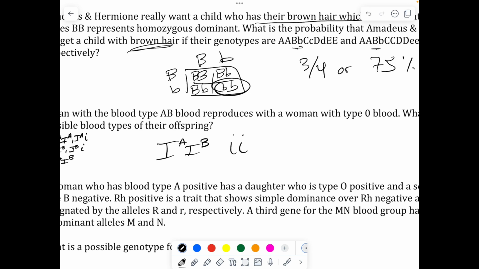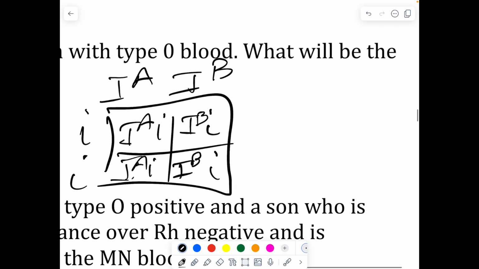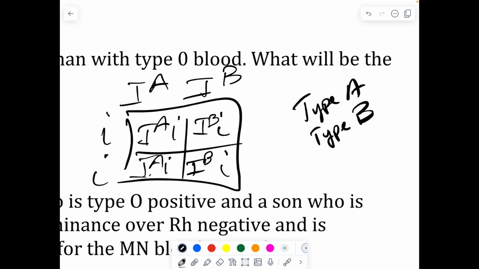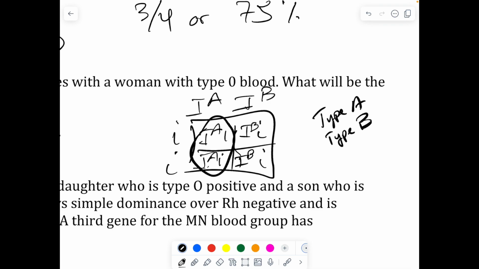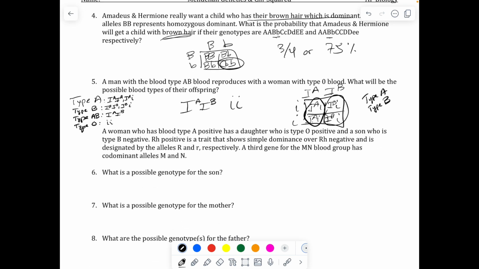I don't know what I was doing there. So I just have to do a little square for this one. And there you go. So what type of blood can they have? Well, these are both type A and type B. These ones are A, these ones are B. They're heterozygous for it, but they're A and B.